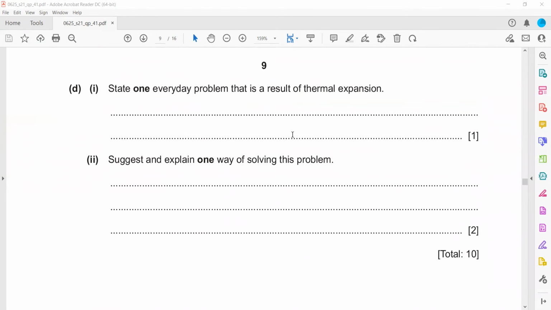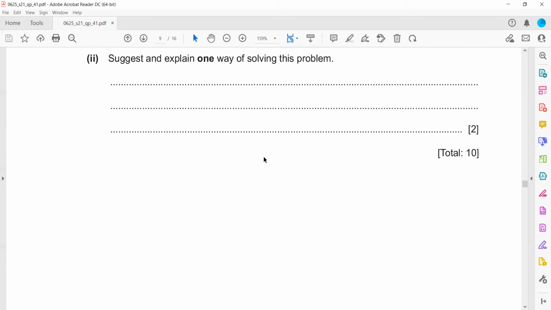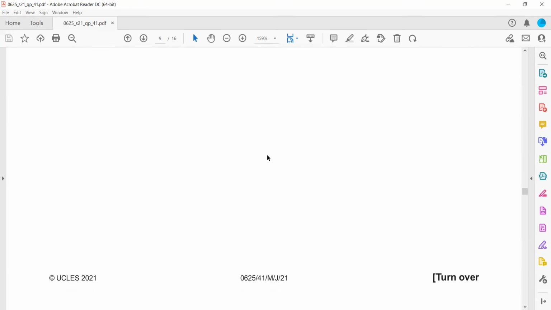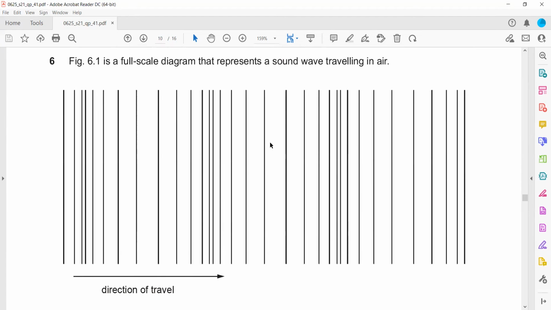State one everyday problem that results from thermal expansion. So you can write any general answer, not a specific example you have to write. For example, bridges or metal buckle because of the hot weather. So an expansion gap should be placed between the metal so that they cannot buckle.